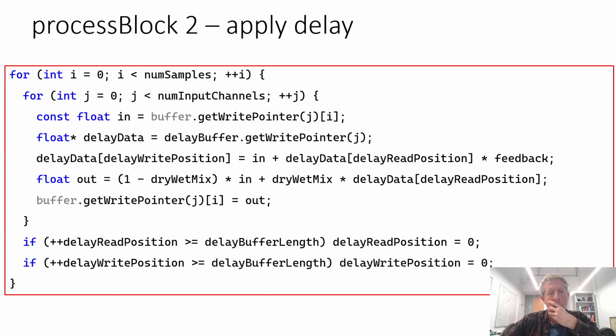So for all of the samples in the buffer and all of the channels for each sample, we specify the input as the write pointer for the buffer, and we have the delay data from the write pointer for the delay buffer as well. The delay data, so our written delay buffer, the delay data at the write position equals the input plus the delay data at the read position times feedback.